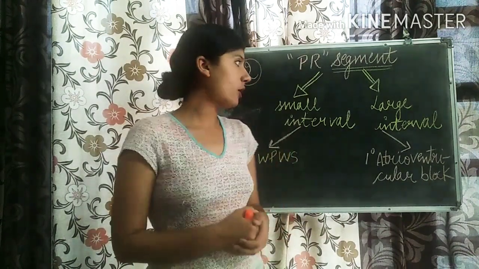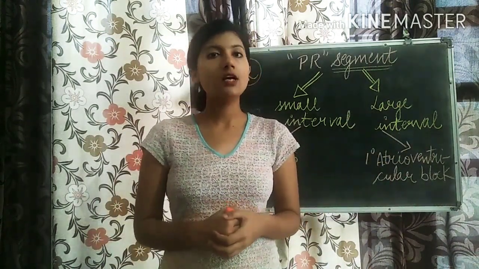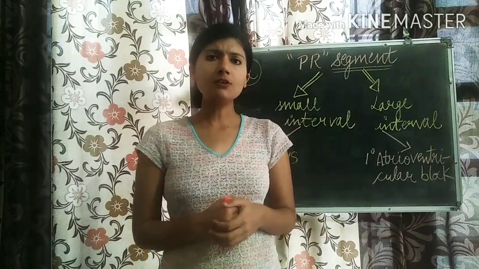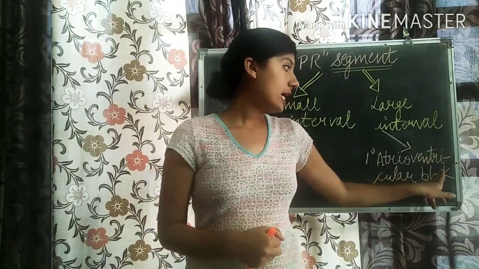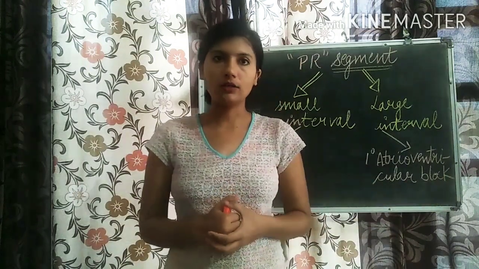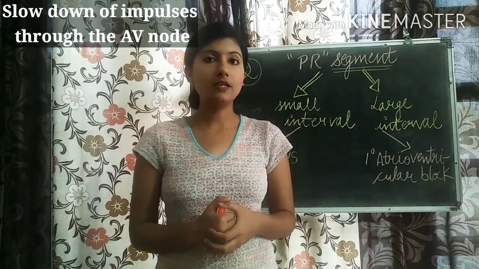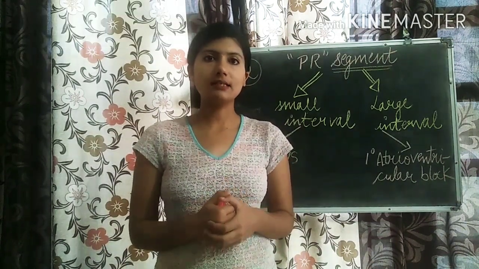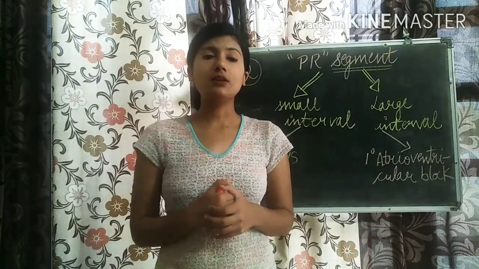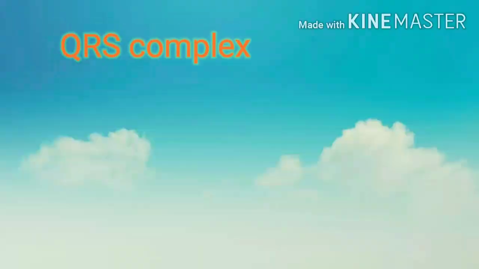Now talking about the large PR interval, meaning greater than 200 milliseconds. A large PR interval can indicate first degree atrioventricular block, meaning there is a slowdown of impulses through the AV node. First degree atrioventricular block is not a serious condition, but second degree and third degree atrioventricular block can be a medical concern.